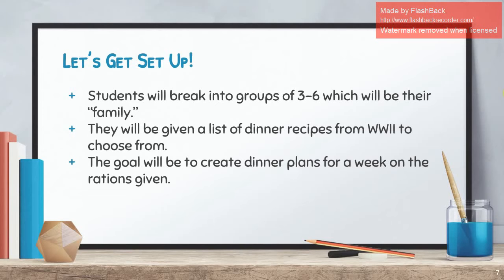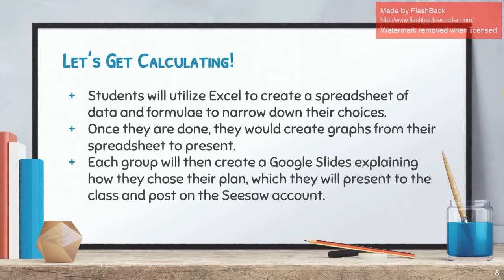To set up, the students will break into families, with parents and children, and using both actual ration proportions they would have received and authentic recipes, the families will plan the meals for a week with reasonable leftovers. The students will utilize Excel to create spreadsheets of data and formulae to narrow down their choices. They will then create graphs and a Google Slides presentation with the graphs to present their process and post to the class Seesaw account.